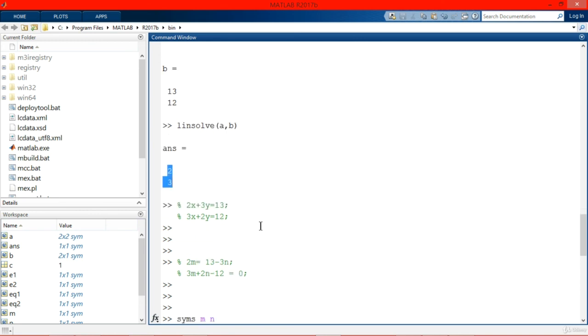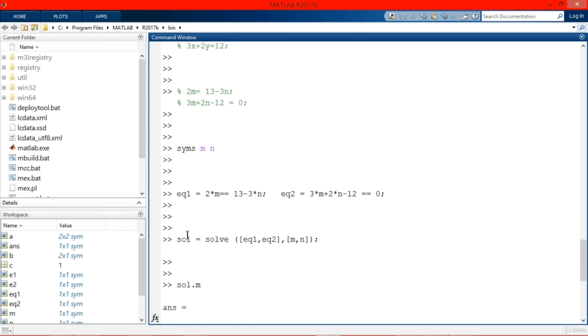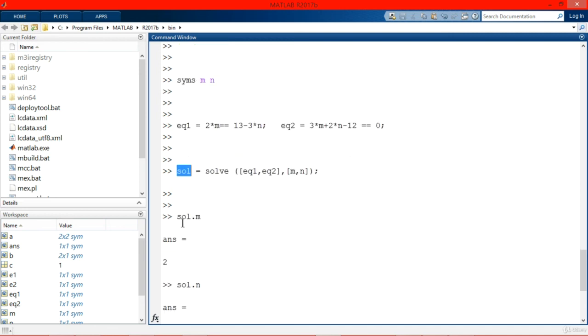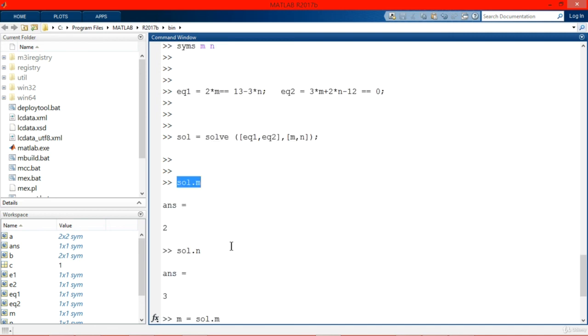But in the solve function, the third step is to solve for all of the symbols of the equations and store the result in a new variable and type out the answer easily as we have done here.